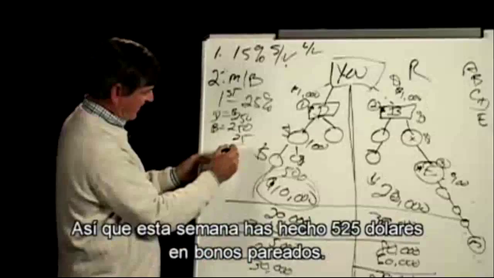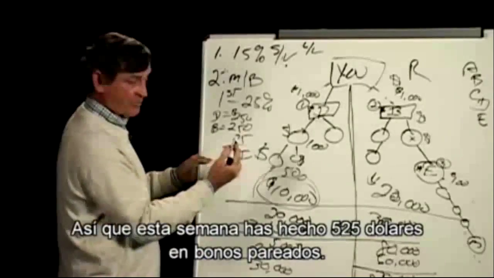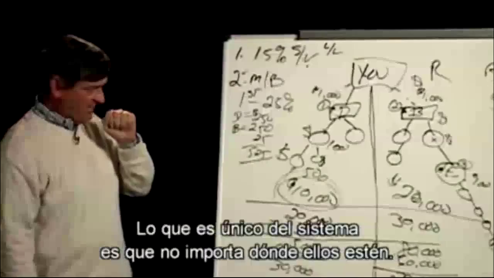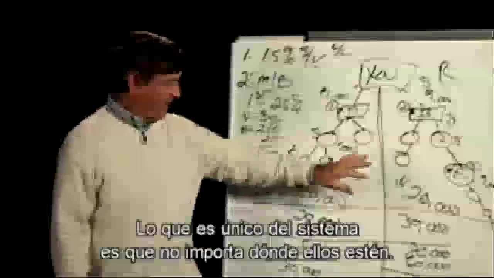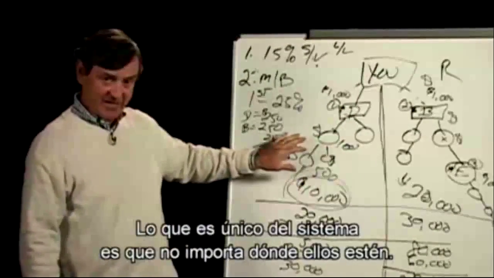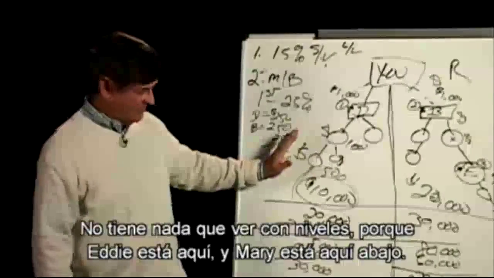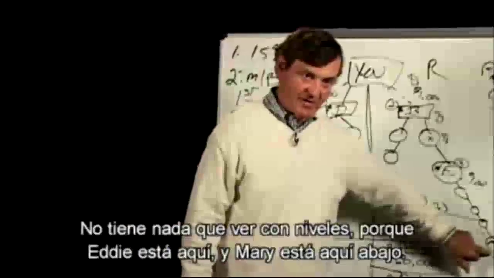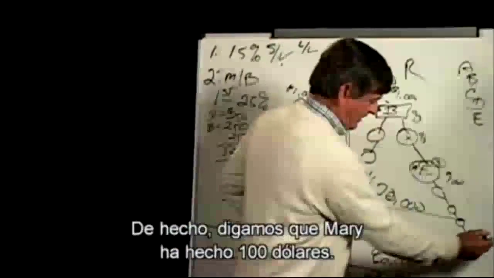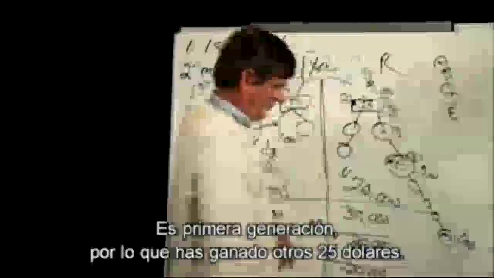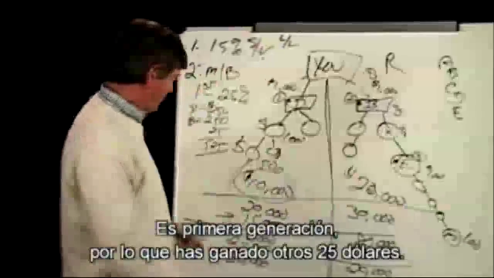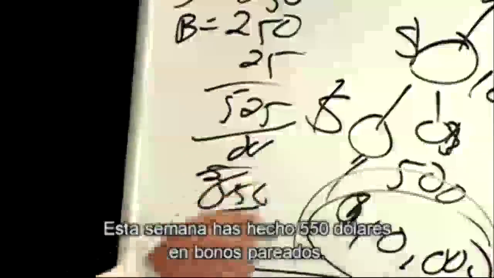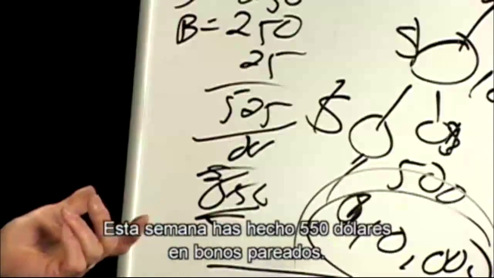So you made $525 for the week in matching bonuses, right? And what is unique is that it doesn't matter where your folks are scattered. Remember, it has nothing to do with levels, because here's Eddie way down here, and here's Mary way down here. In fact, let's say Mary made $100. Well, first generation, you made another $25, okay? So you made $550 for the week in matching bonuses, all right?